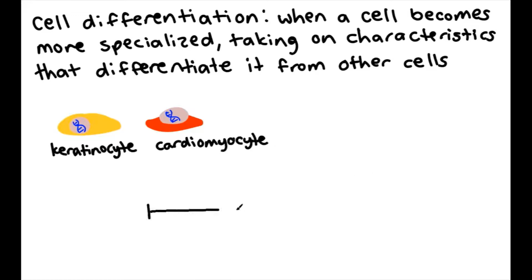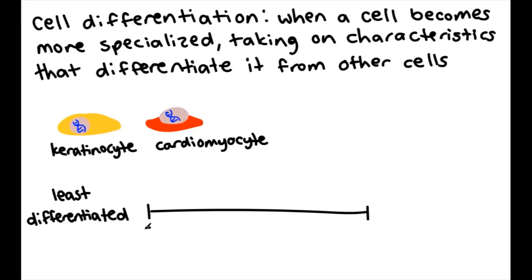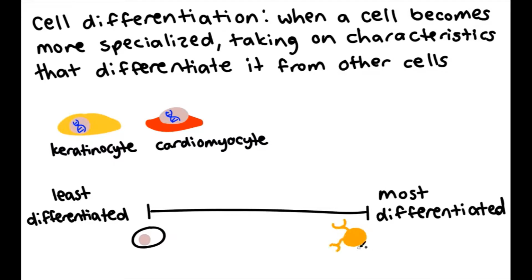Differentiation is very much a spectrum, with cells that haven't chosen what they wanted to be yet being the least differentiated, cells that have become what they want to be being the most differentiated, and cells that have committed to a path but haven't quite finished falling somewhere in the middle. Now let's take everything we've learned and see how they apply to stem cells.